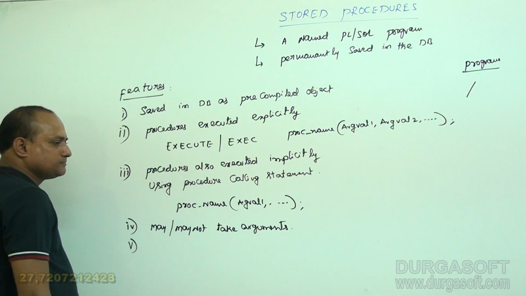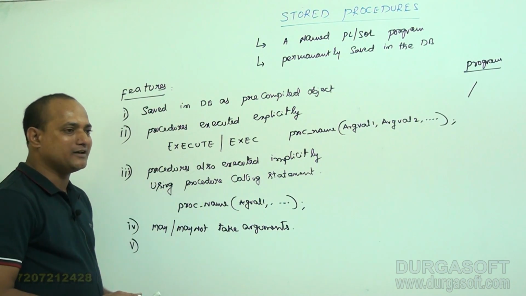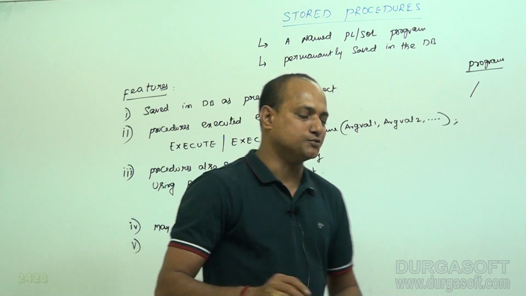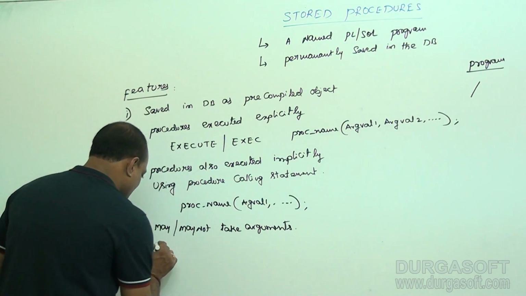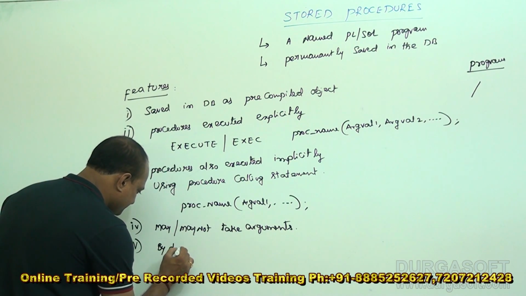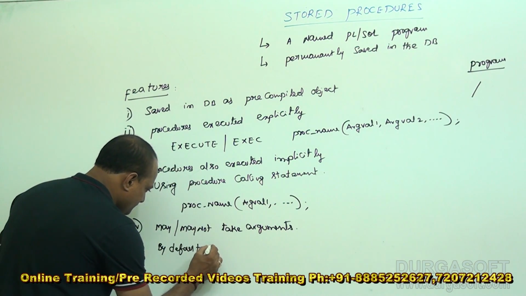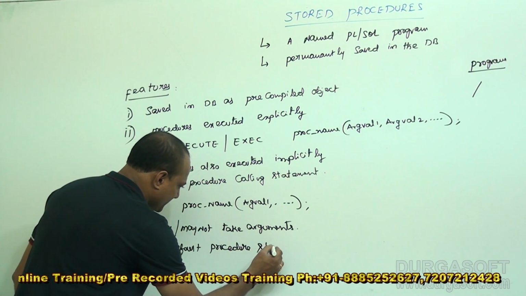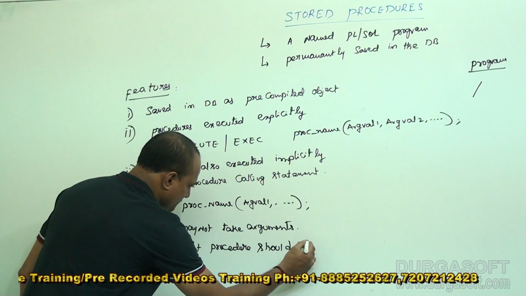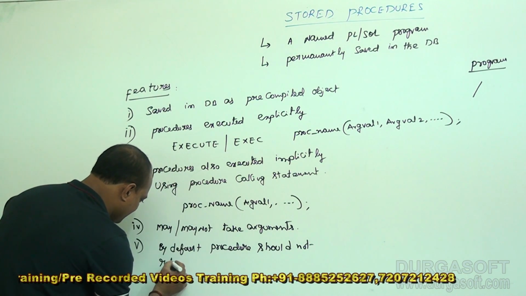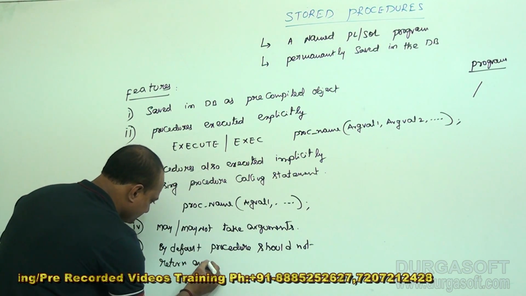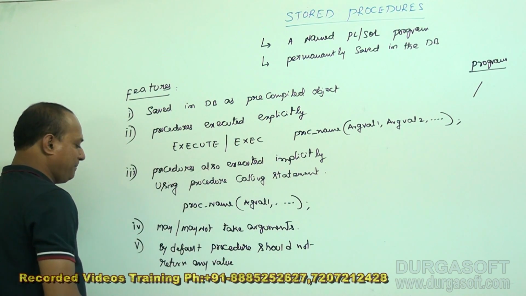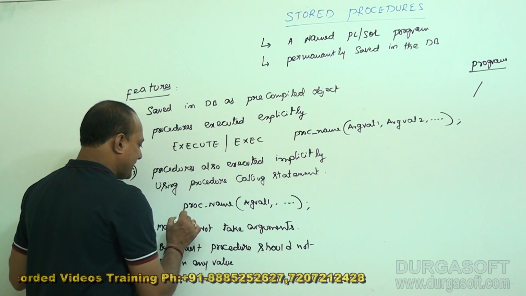Next one. By default, a procedure should not return any value. Remember that. So, by default, a procedure should not return any value to where it is called. Generally, from this place I am calling the procedure.